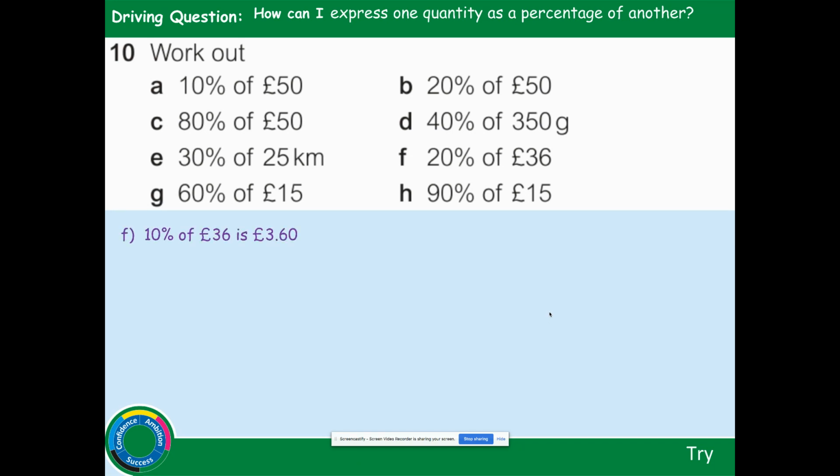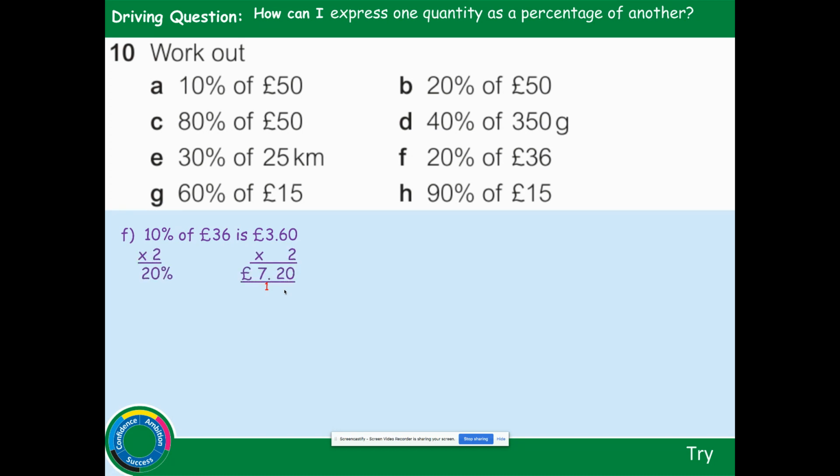F. 20% of 36, so 10% is £3.60. Remember, we've moved over. The 3 goes into the 1, the 6 goes into the tenths, and we have a 0 for the hundredths. 0 times 2 is 0, 6 times 2 is 12, 2 times 3 is 6, and 1 is 7. So 20% of £36 is £7.20.